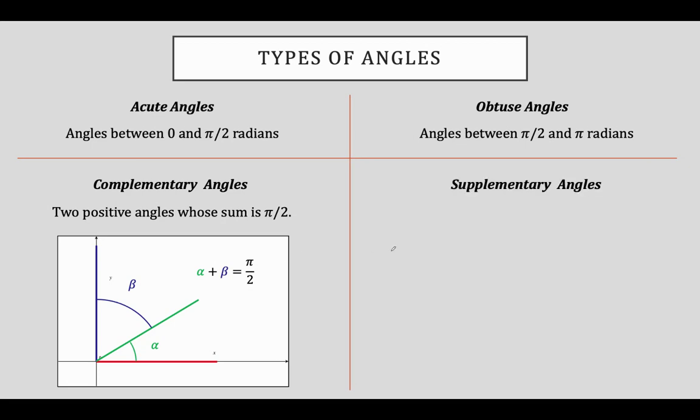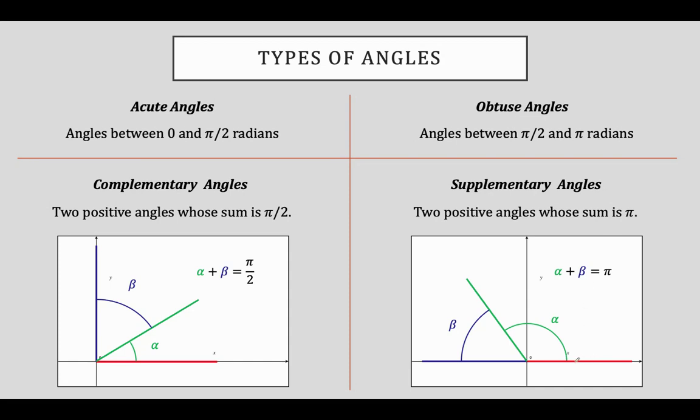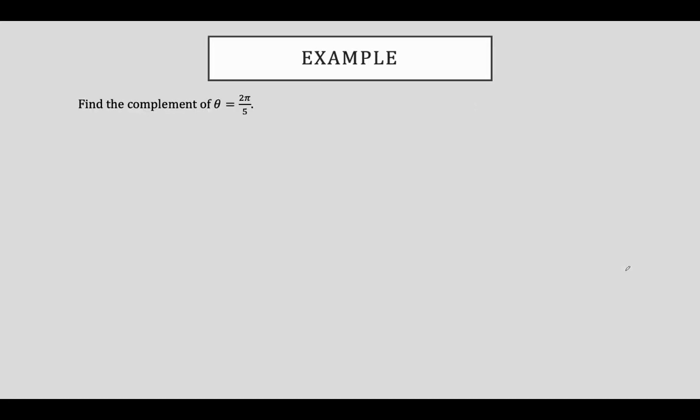Supplementary angles, on the other hand, are two positive angles whose sum is pi radians. They add up to 180 degrees. All right, so here I have the angle alpha and the angle beta. If I add those two angles together, I am going to get pi. So let's see if we can't do a little practice here.